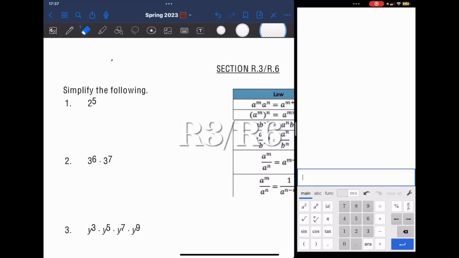We're going to do a few of these. You can use a calculator at this point now. So we're using Desmos Scientific. That's what you see on the right-hand side. So this is going to be 2 raised to the 5th power, and I get 32.